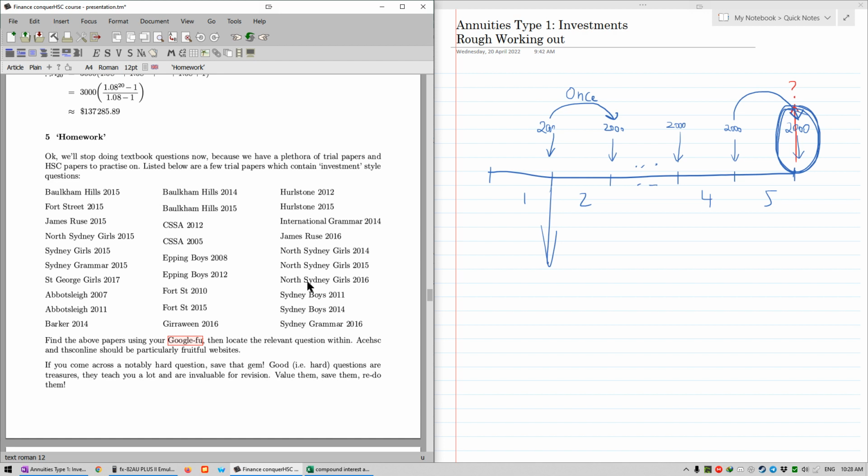And if you come across a really hard question, a really weird and unique question, save it. Make a Word document and save it, because it's very good for revision. It'll help you prepare for the HSC.